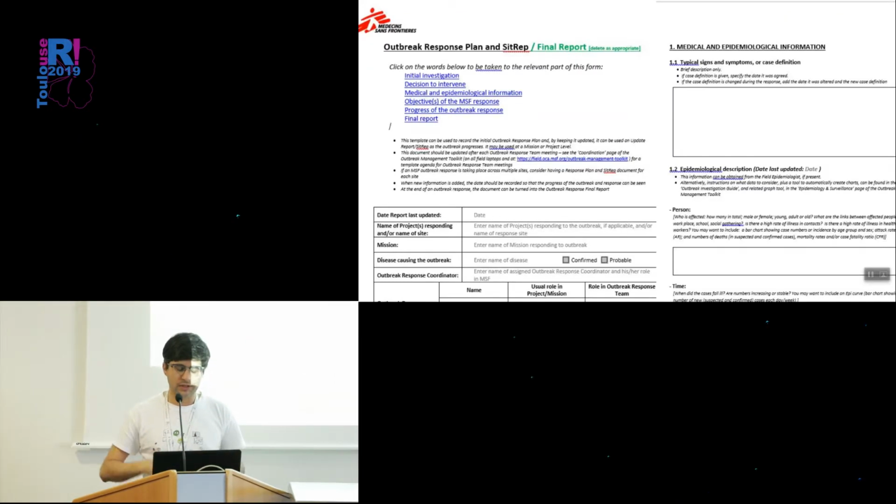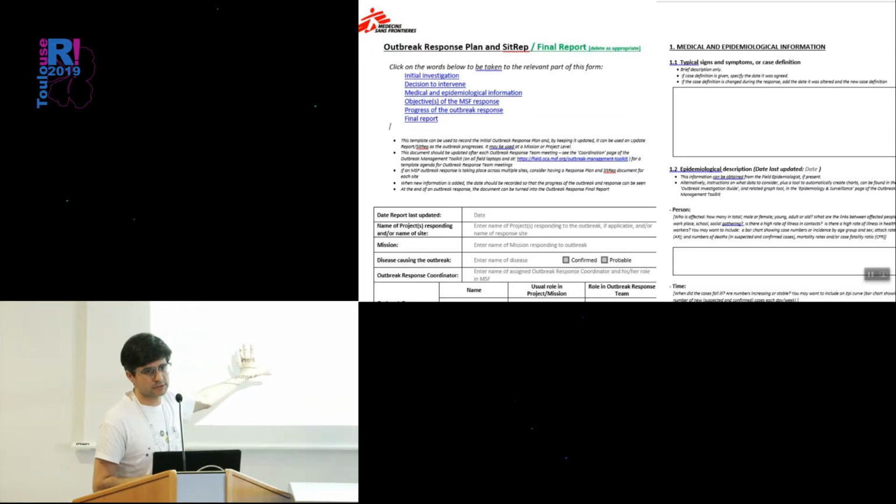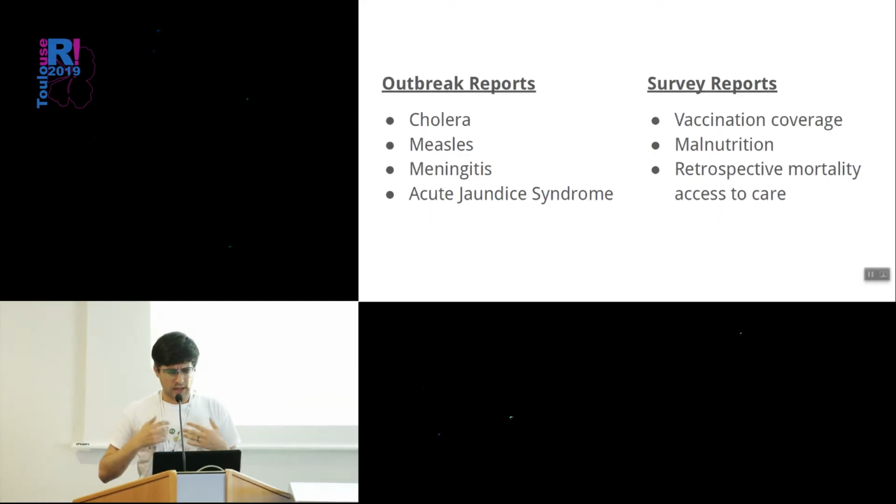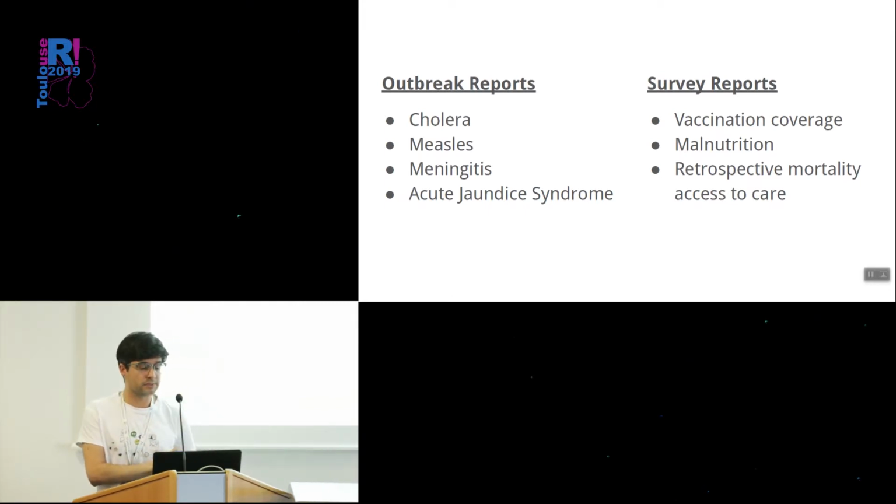So one of the whole goals was to take these template reports that field epidemiologists are supposed to fill out every week and make them automated, so that field epidemiologists can simply enter their data, make sure it's correct, and click a button and get these reports. We started out with outbreak reports on cholera, measles, meningitis, and acute jaundice syndrome, and survey reports for vaccination coverage, malnutrition, and retrospective mortality access to care, because these were situations that MSF continuously found themselves in.